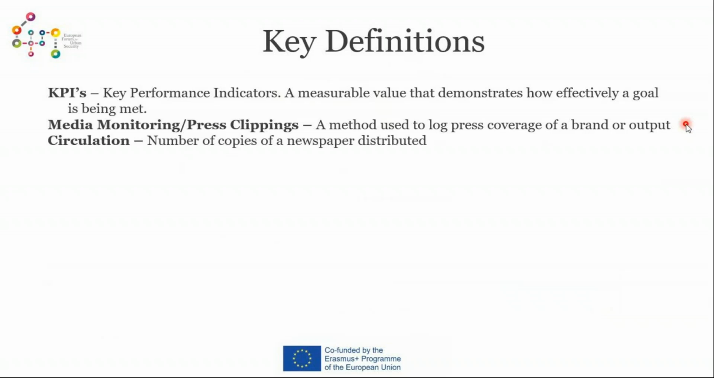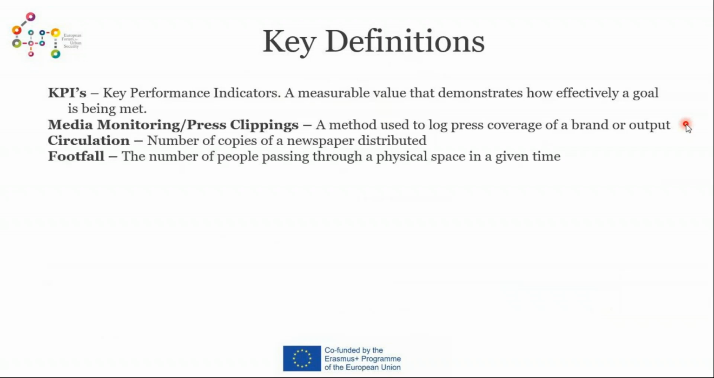The next concept is circulation, and this is the number of copies that a newspaper has distributed. So circulation figures are quite literally, so for instance, the New York Times or Le Monde, they might distribute, I don't know, maybe a couple million copies of the newspaper every day. And that's what a circulation figure is, and we'll come across that much later in the presentation when we talk about measurement.